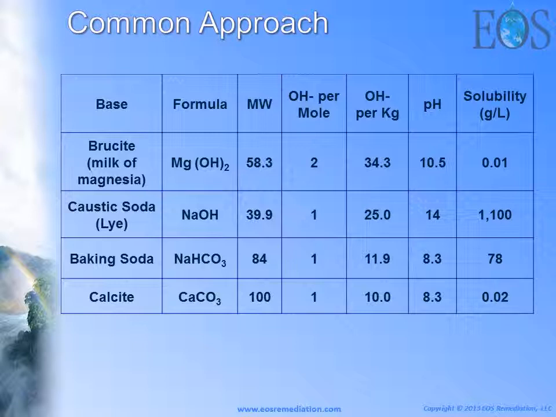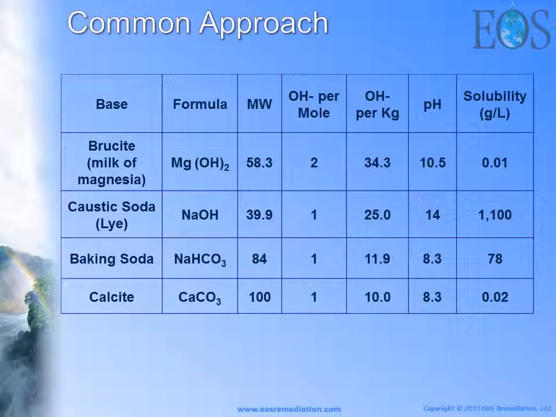And so how do you do that? The common convention is to add a base or a buffer. Here I've shown 4 very common ones that are applied in situ. Everything from brucite or magnesium hydroxide to calcite or calcium carbonate. The thing I'd like to point out in this graph is the OH per kilogram column, kind of in the middle there right next to the pH column.